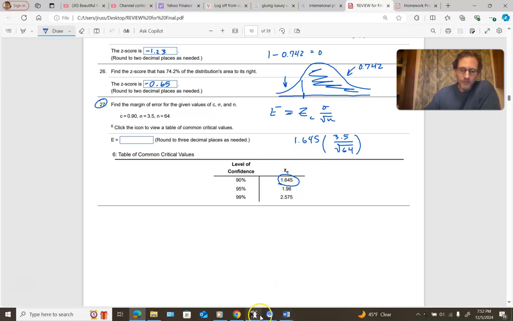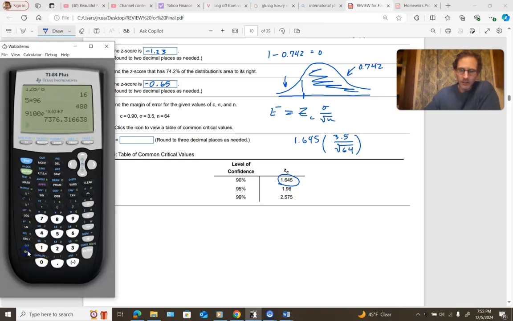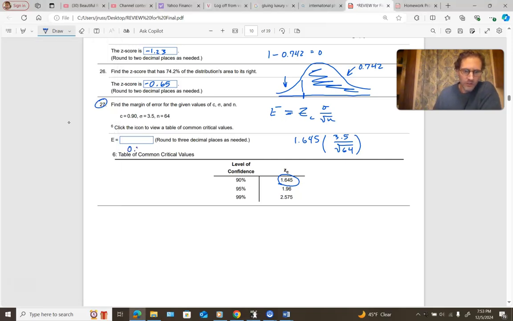All right, well, I'll just plug these in the calculator real quick. So 1.645 times 3.5, and then I'm going to divide that by 8, because that's the square root of 64. Okay, so this gives us a margin of error. It says round to 3 decimal places, so this 19 would actually become a 20, so this would become 0.720.